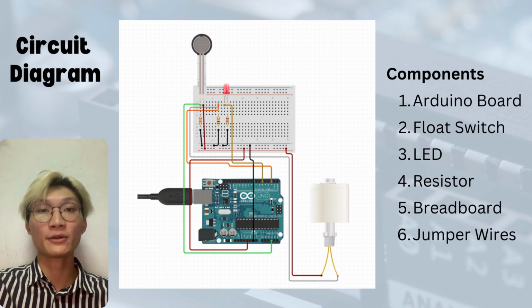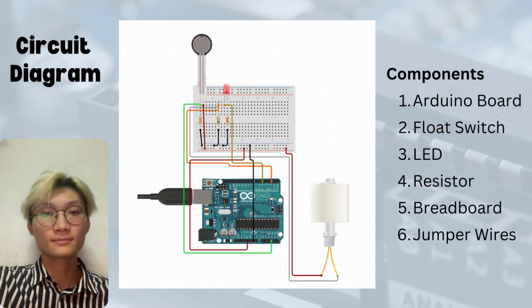The other leg of the LED is connected to a current limiting resistor. This resistor protects the LED from damage by regulating the current flowing through it. Finally, the other end of the resistor is connected to the ground pin of the Arduino board, completing the circuit.